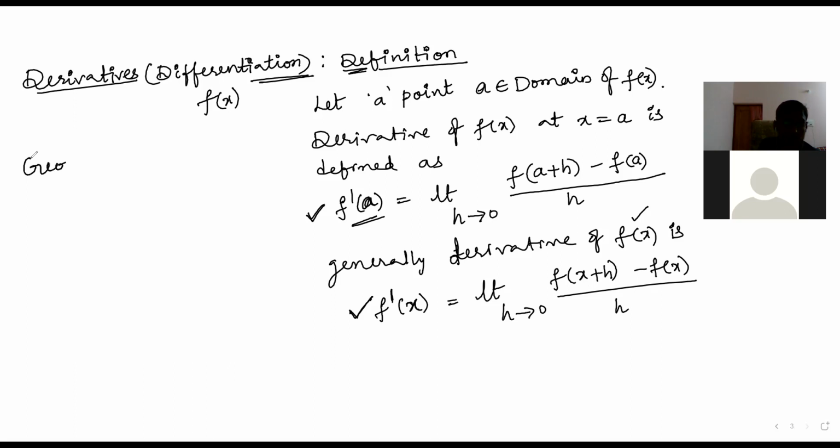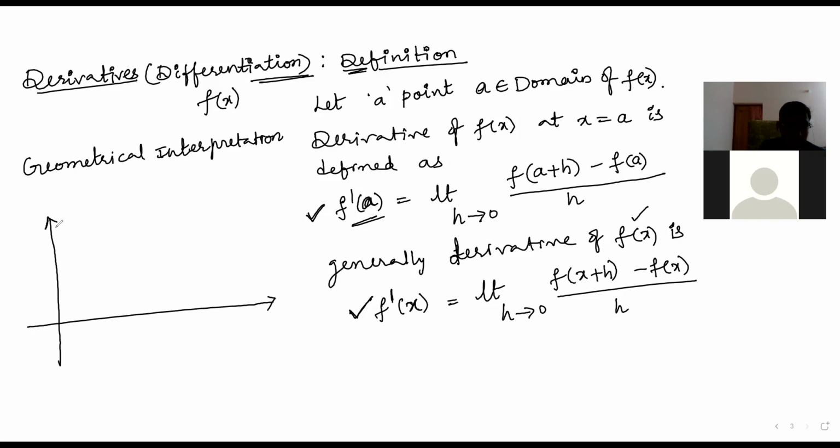Geometrical interpretation, we see. Here, I'll write. Let's say a function is like this. This is the f of x curve. Now here is point A. This is point A, x equal to a.